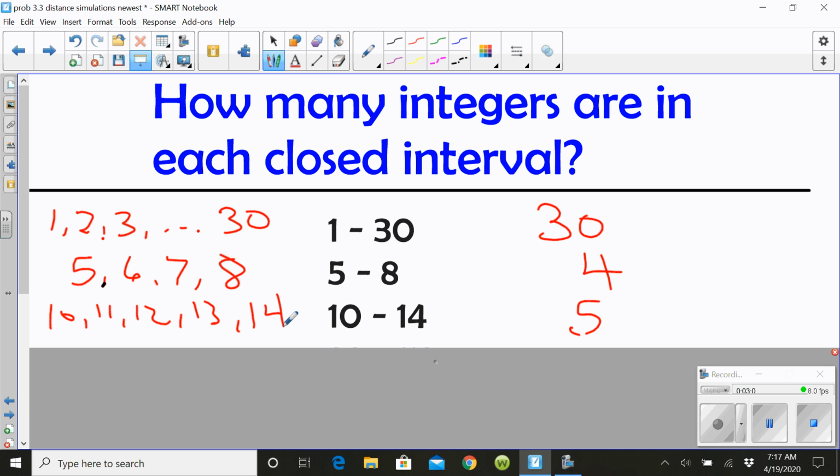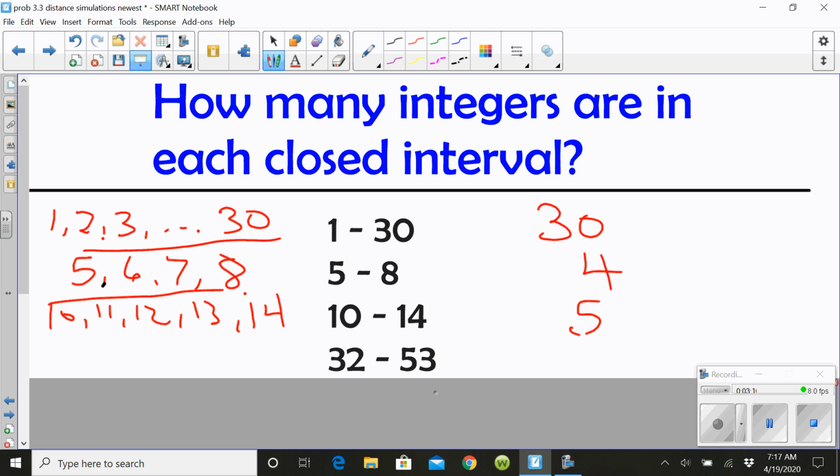Now, can we come up with a system, a plan, a way to do this without having to list these all of the time? What about this one? That's a bigger interval. I'm not going to list them all. So we need a method, we need a pattern, a way of figuring out how many integers are in the interval. You see it already, don't you? It involves subtraction.